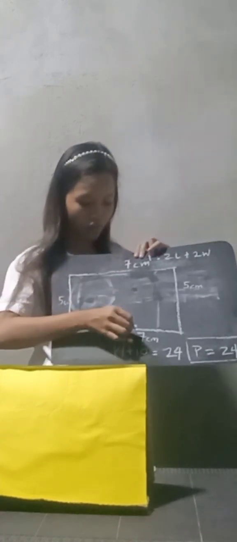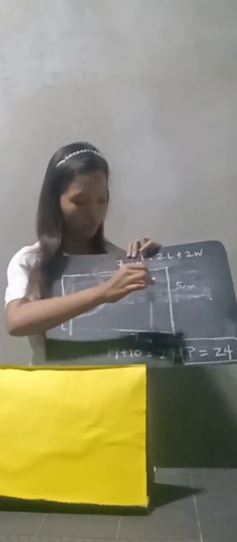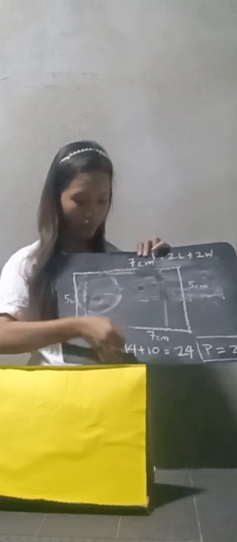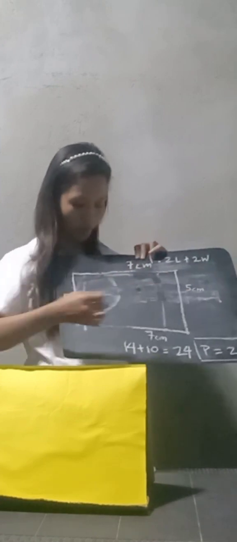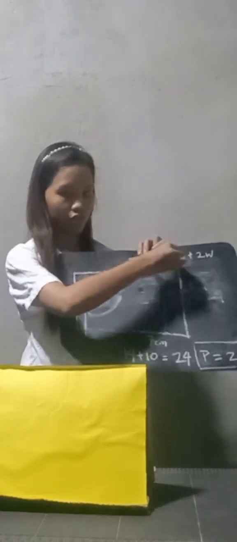Again, we add this to this. We add this to this. Then this one to this one. So here 14, 5 plus 5, 10, 34. So that is the perimeter of this rectangle.